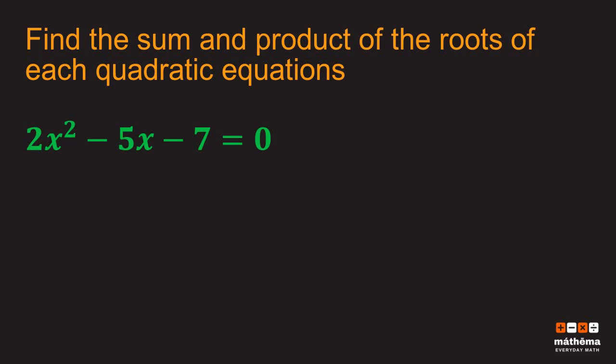Find the sum and product of the roots of the quadratic equation 2x squared minus 5x minus 7 equals 0. Pause the video if you want to give it a try.